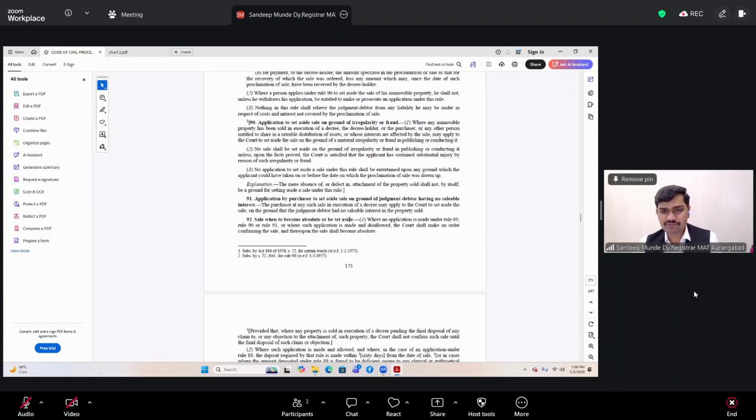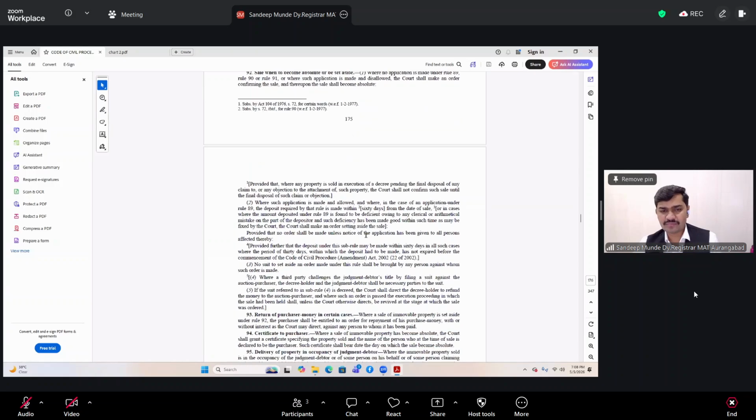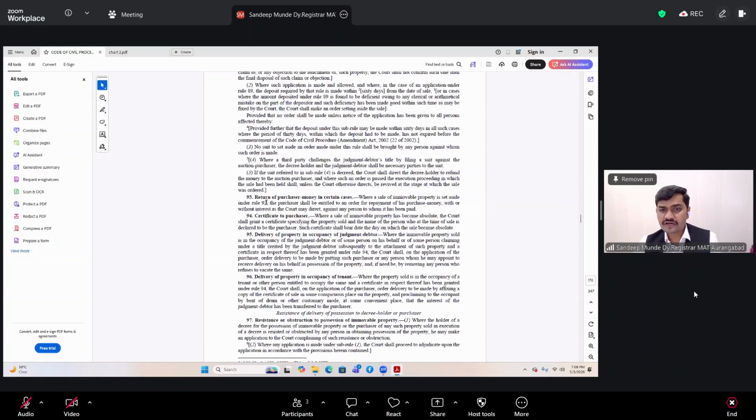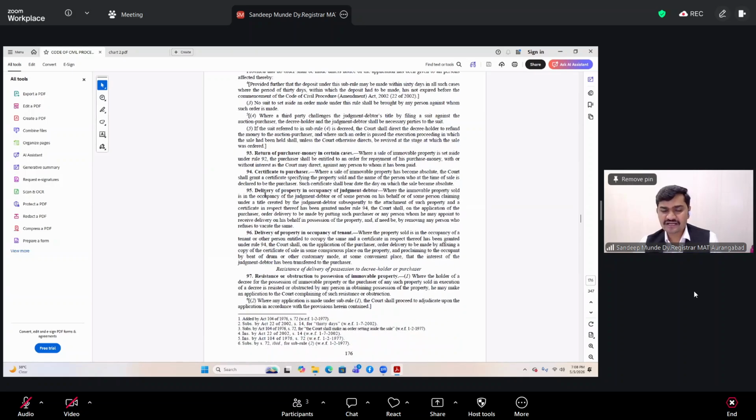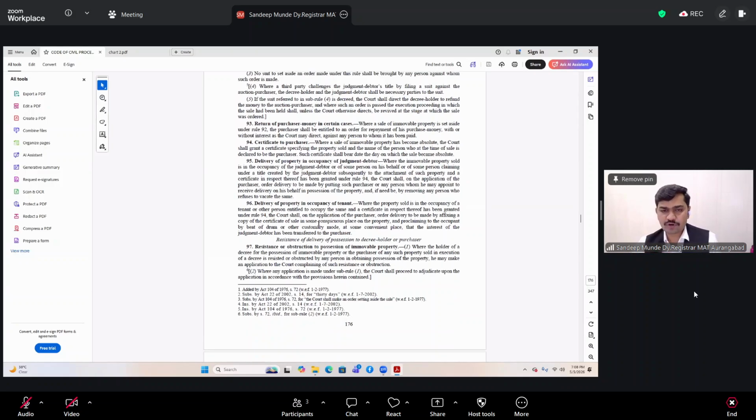Sale when to become absolute or to be set aside: where no application is made under Rule 89, 90 or 91, or where such application is made and disallowed, the court shall make an order confirming the sale and thereupon the sale shall become absolute. Return of purchase money in certain cases, certificate to purchaser, delivery of property in occupancy of the judgment debtor, delivery of property in the occupancy of tenant.